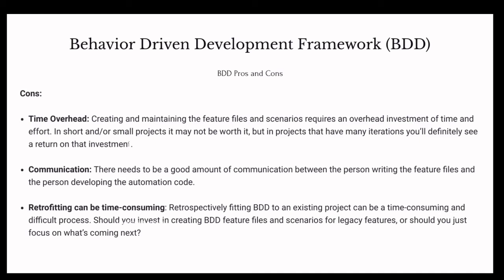It's also very time consuming to retrospectively put BDD into an existing project. If your project is new and you are creating it from scratch, then it's very good; you can directly use BDD. But if you already have a framework created, such as a JUnit framework, a keyword driven framework or a data driven framework, and you are trying to convert it into a BDD framework, then it will take a huge amount of time. We need to understand the cost first, and it's very costly to convert the existing framework into a BDD framework.